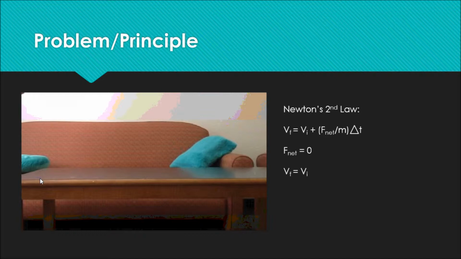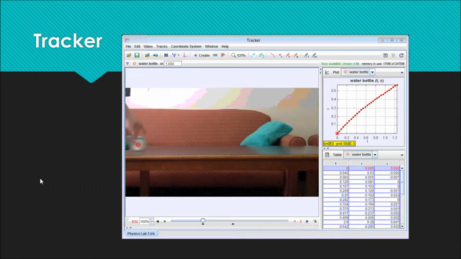After recording the video, I uploaded it to Tracker to track its movement across the screen. As you can see here at the bottom, the video has been shortened to only track the movement of the ball while it has constant velocity. The axis of the bottle is in the positive x direction.